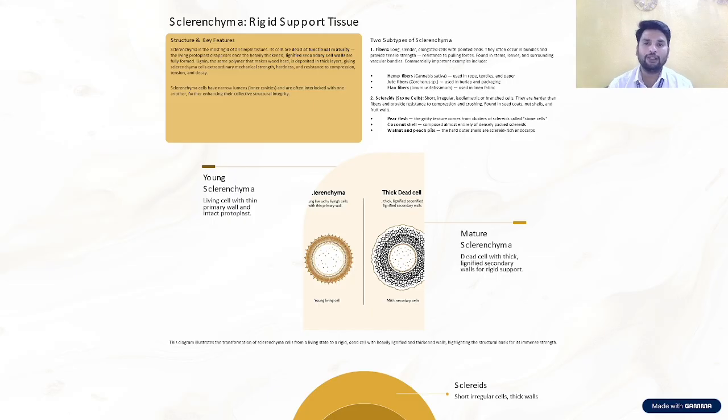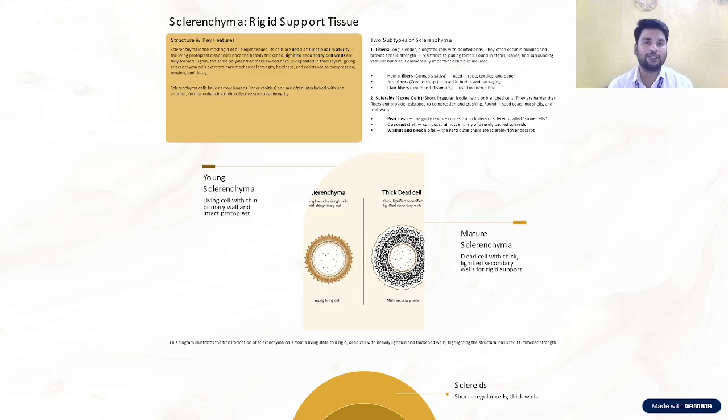It is deposited in a thick layer, giving sclerenchyma cells extraordinary mechanical strength, hardness, and resistance to compression, tension, and decay. Sclerenchyma cells have a narrow lumen, the inner cavity, and are often interlocked with each other, further enhancing their collective structural integrity. There are basically two subtypes of sclerenchyma. The first one is the fiber, and the second one is the sclereid, which is also known as stone cells.